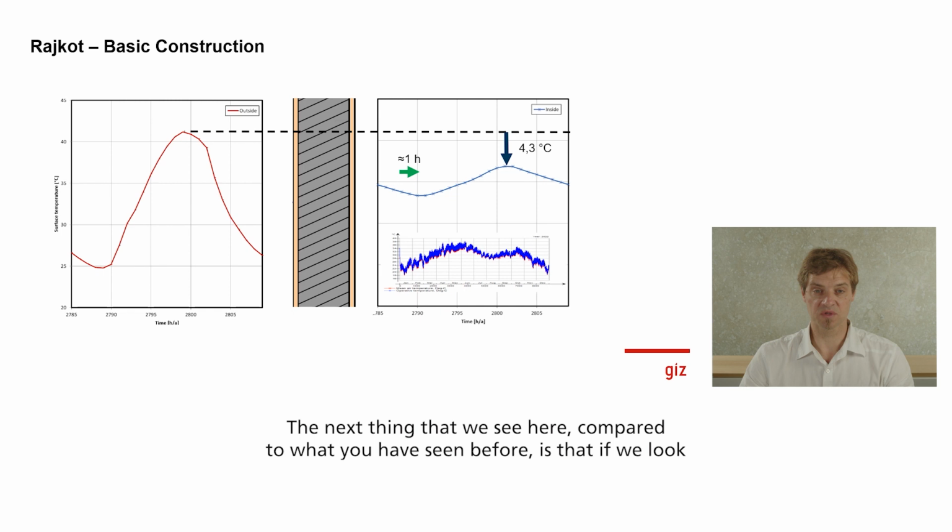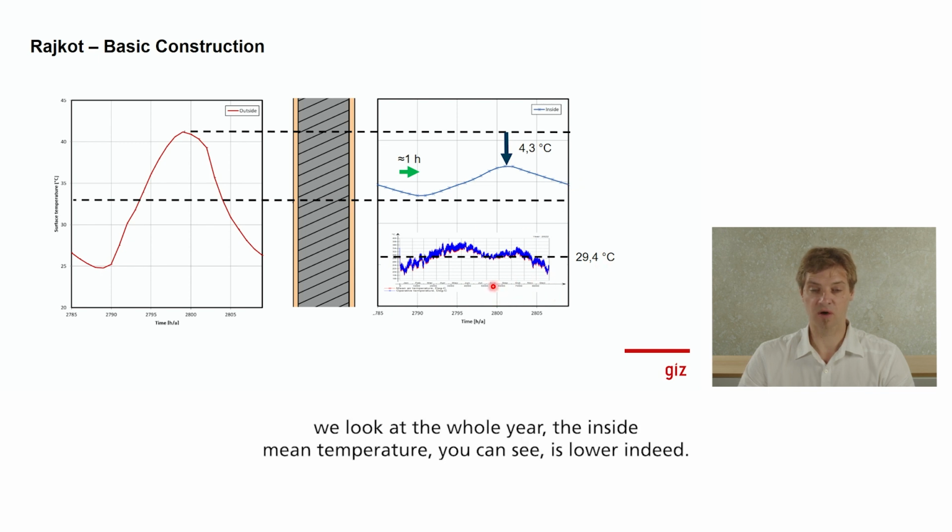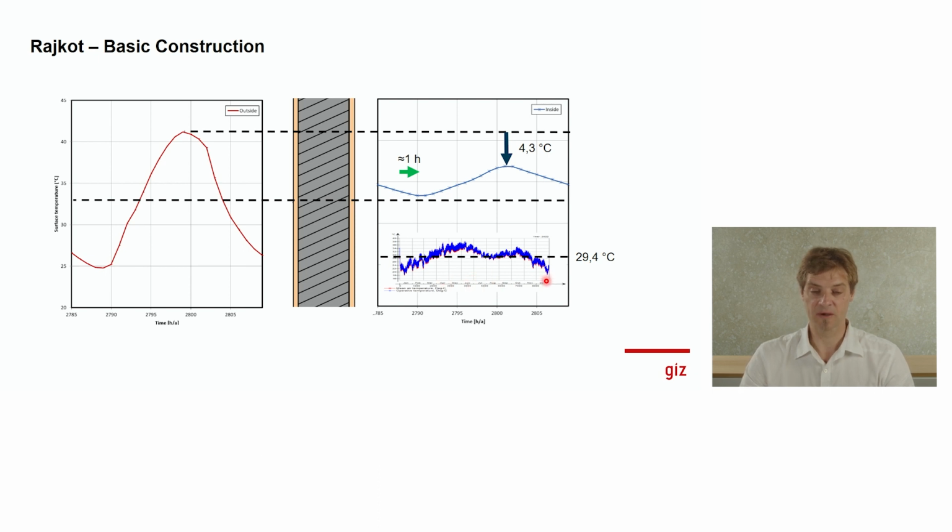The next thing that we see in reality compared to what you have seen before is that if we go to the mean of the outside temperature, which is here around 34 degrees Celsius, the inside temperature is a little bit higher. And in comparison, if we look at the whole year, the inside mean temperature is indeed lower. So it's lowered to 29.4 degrees Celsius. This is the basic construction.